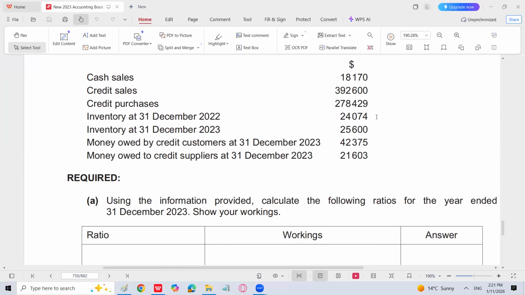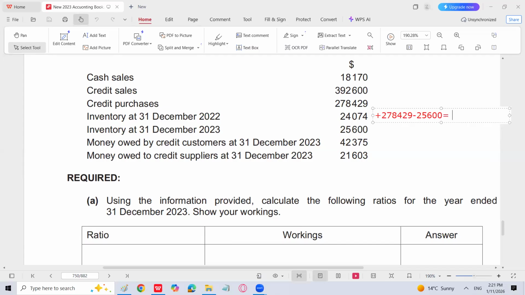Opening inventory at 31st December 2022, because 23 is the closing, plus purchases. We should go for all purchases. All purchases are on credit. So 278,429 minus closing inventory, which is given, that is 25,600. So what is the answer, please tell me, for the cost of sales?